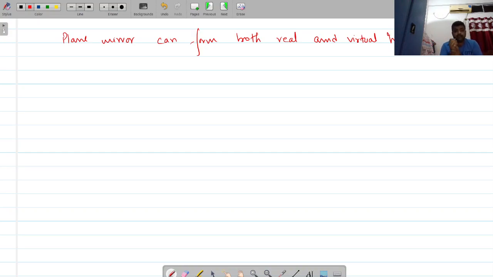Now, next, let us understand a term associated with reflection, that is called deviation. Suppose this is the plane mirror, and this is the incident ray. It is reflected in this direction, and this is the normal. So this is the actual direction of the incident ray.